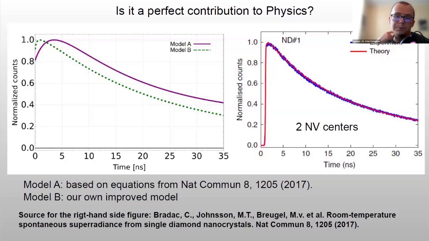So first, this model depends on the number of those emitters. Here, the NV centers are the emitters, and depending on the number of the emitters, we get different plots. So first, our PhD student simulated this process for 2 NV centers, and we already saw some disagreement. Yeah, here we have model A, model B. Model A is based on Nature Communications. Model B is the model after some improvements that we have done.